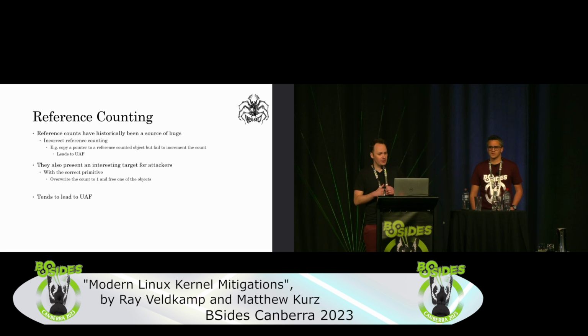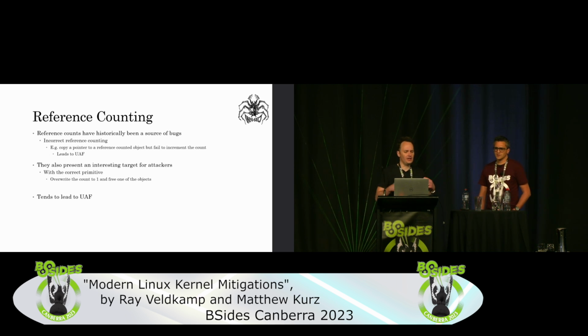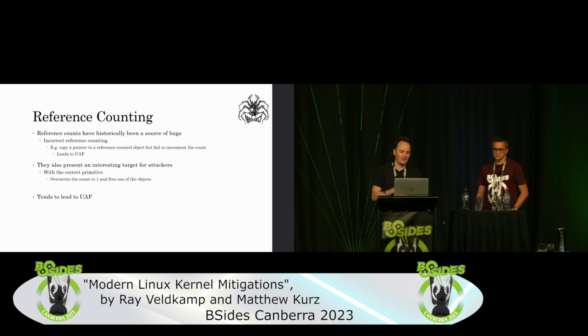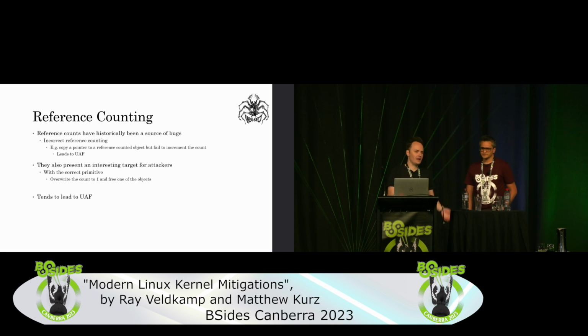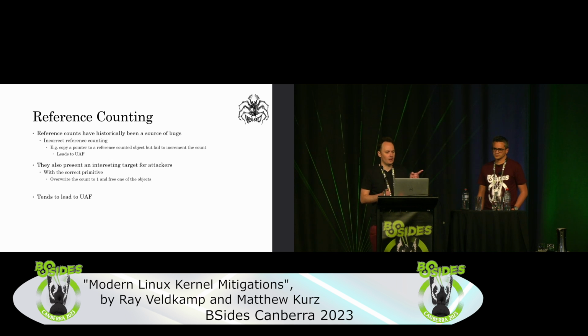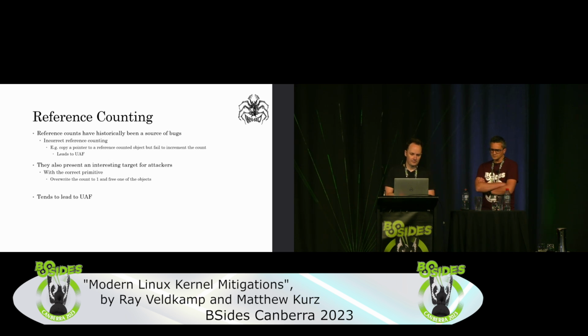Historically, reference counts have been a source of bugs. And it is really, really tricky to get this right sometimes. And so incorrect reference counting would, in my opinion, be the biggest case where this arises. So things like, if I have a dynamically allocated object that has a pointer to a reference counted object and I duplicate that somewhere else and don't grab a reference to the reference counted object, that's a bug. And they tend to lead to use after frees. And if you think about how complex the kernel can be, these things arise quite a lot.